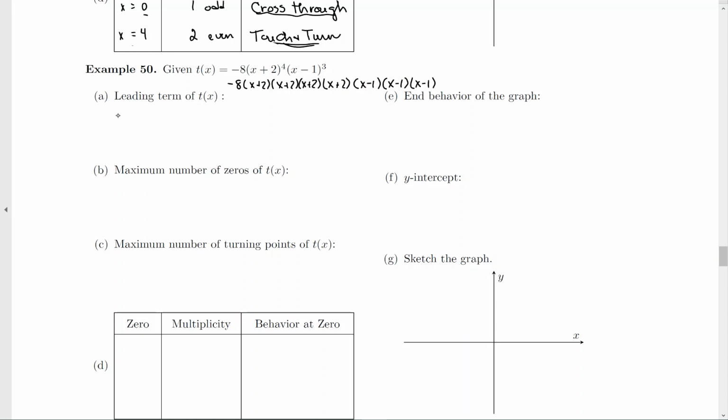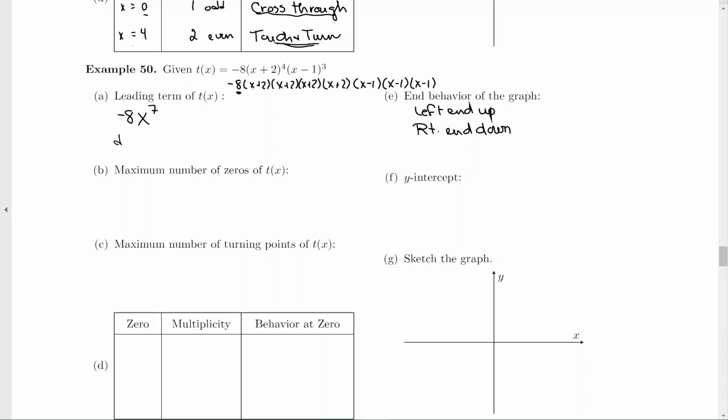So the leading term of t of x is going to be -8 times, and then count up your x's. 1, 2, 3, 4, 5, 6, 7. You could add those powers up. -8x to the 7th. Knowing that leading term, I've got my end behavior. The left end is up, and the right end down. If you're not sure, graph y equals -8x to the 7th, and check out what your ends are doing.